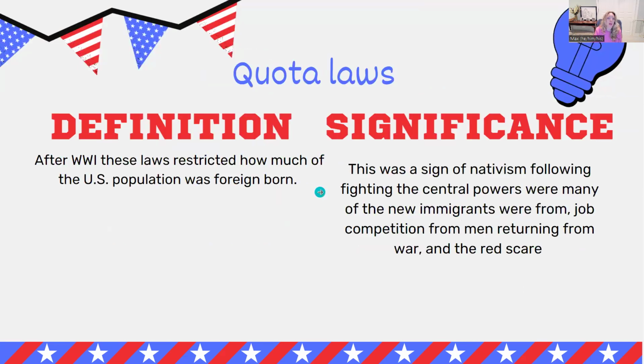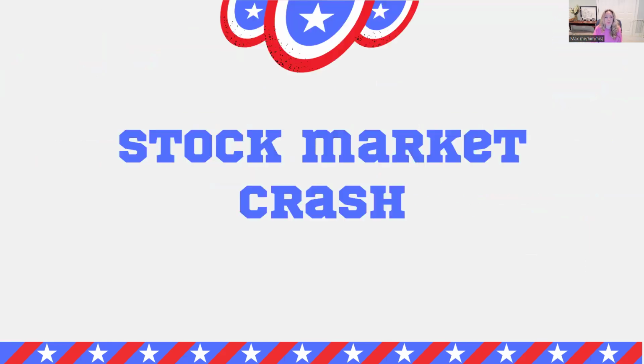Quota laws. After World War I, these laws restricted how much of the U.S. population was foreign-born. This was a sign of growing nativism fighting the Central Powers, where many of these new immigrants were from, job competition from men returning from war, and the Red Scare. So those three issues of nativism, the Red Scare, and the fear of labor unions are all tied together, because unions look very communistic, and immigrants are job competition, but immigrants could also be bringing over thoughts of communism. So all those post-war 1920s fears are all linked together.